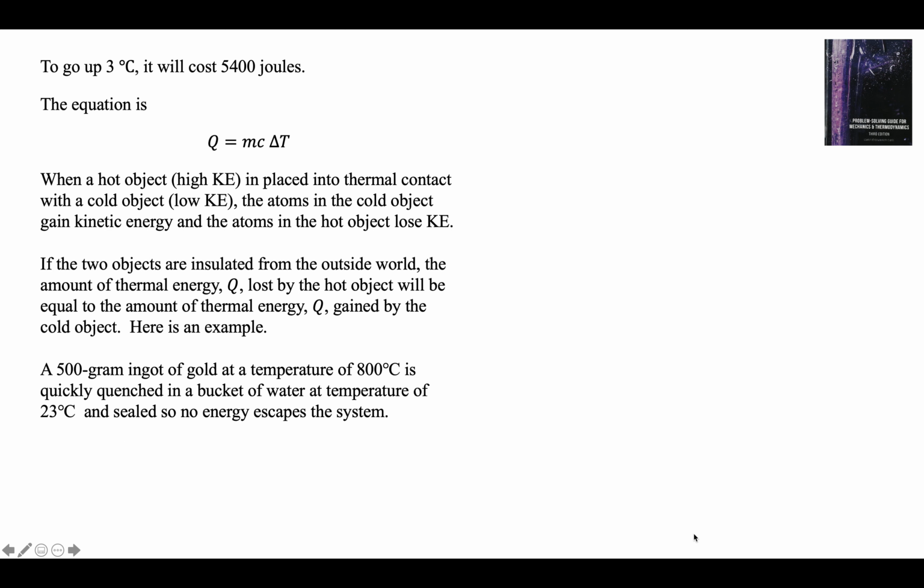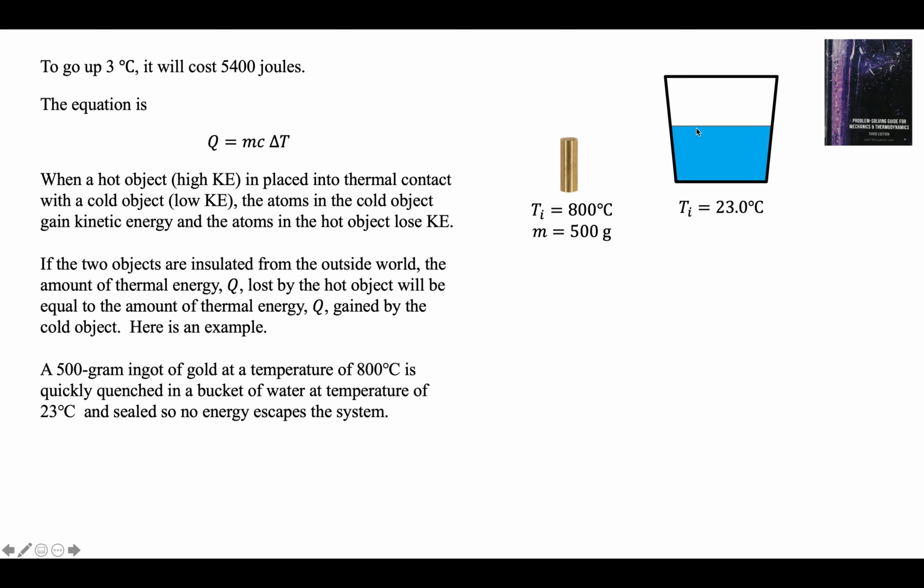So here's an example problem. A 500-gram ingot of gold at a temperature of 800 Celsius is quenched in a bucket of water at 23 degrees Celsius and sealed. We put the lid on. It's a styrofoam bucket, so no energy escapes the system. So there's our gold. 500 grams starts out at 800 degrees Celsius. Here's our water in an insulated bucket. Starts off at 23 degrees Celsius. We throw the gold in there. The final temperature is 26.5. How much water was in the bucket?